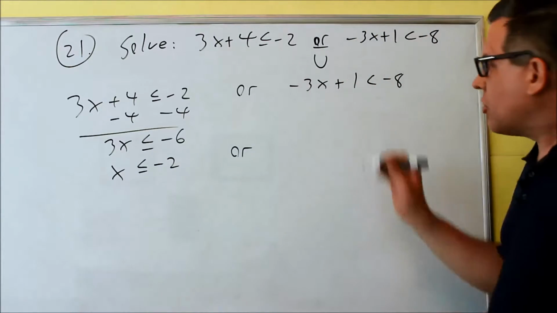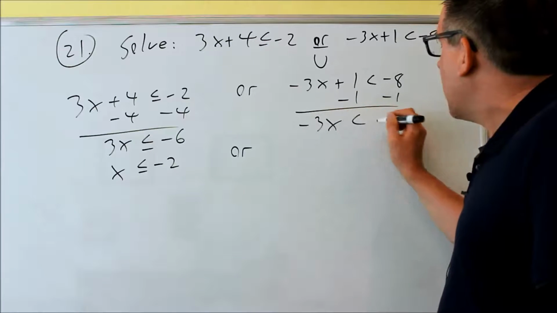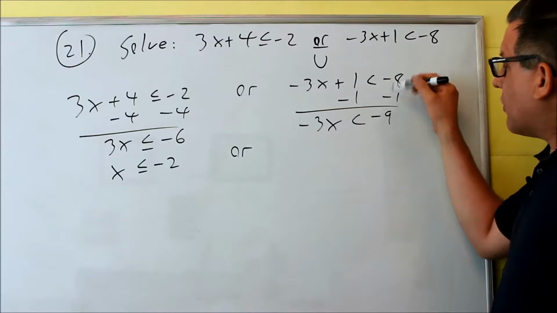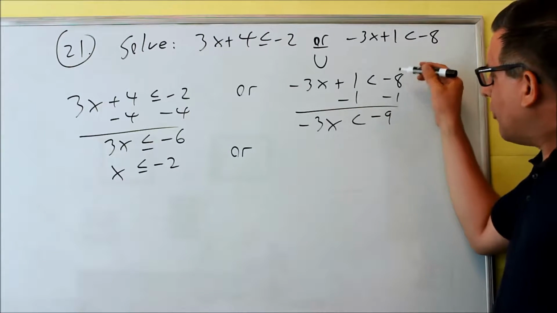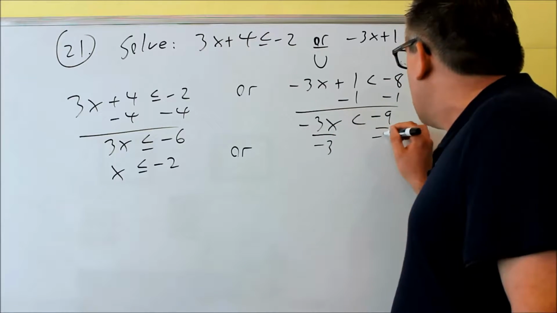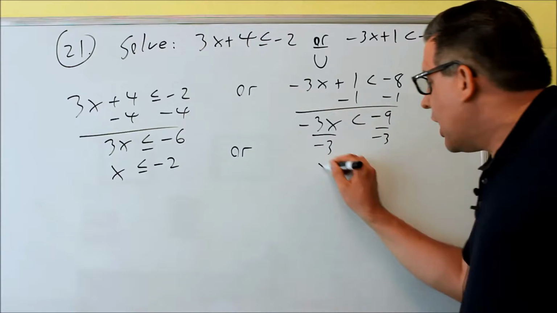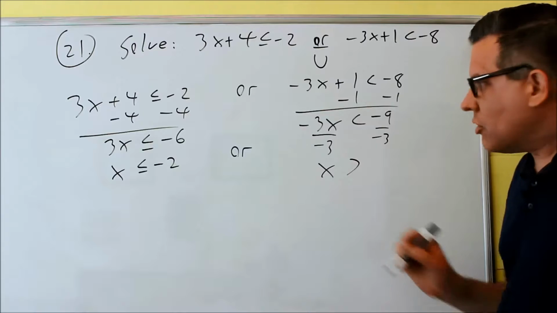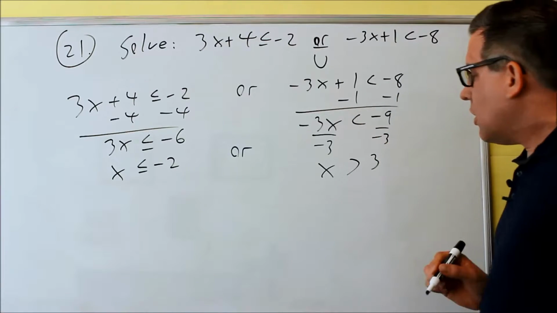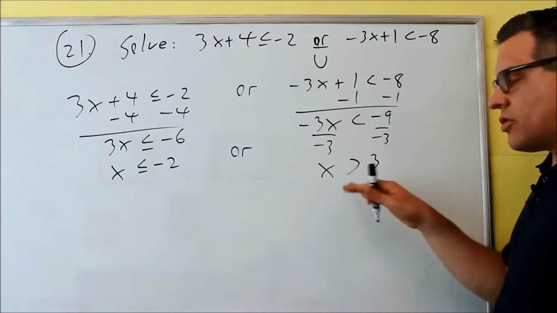Now on this side, I'm going to subtract 1 from both sides, and I get negative 3x less than negative 9. Again, these two together, they have the same sign, so you add them together, take the sign of both of them, so negative 9. Now, this is one where, once again, we're taking an inequality and dividing it by a negative number, so whenever you do that, you have to remember to flip the sign. So if we divide by negative 3, that flips it. Negative over negative is positive, we get x is greater than 3. So I have x is less than or equal to negative 2 or x is greater than 3.